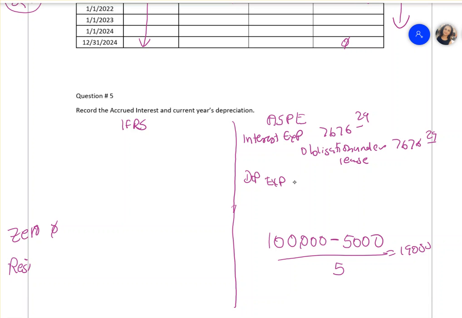So you're going to debit the depreciation expense, credit your accumulated depreciation. In this case it will be equipment under lease, which is going to give you 19,000.